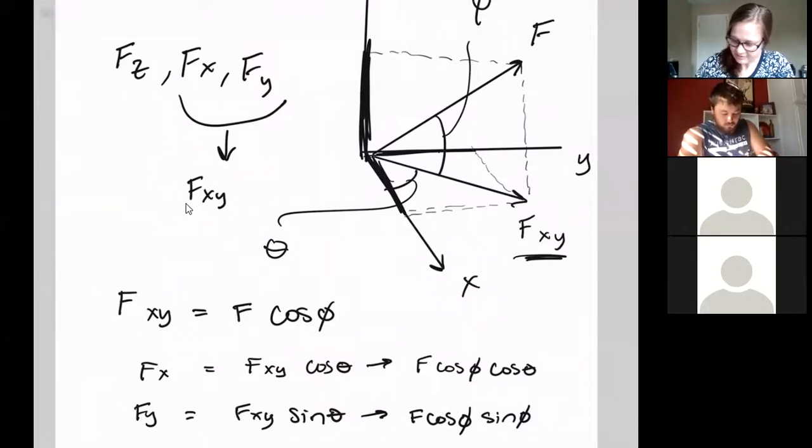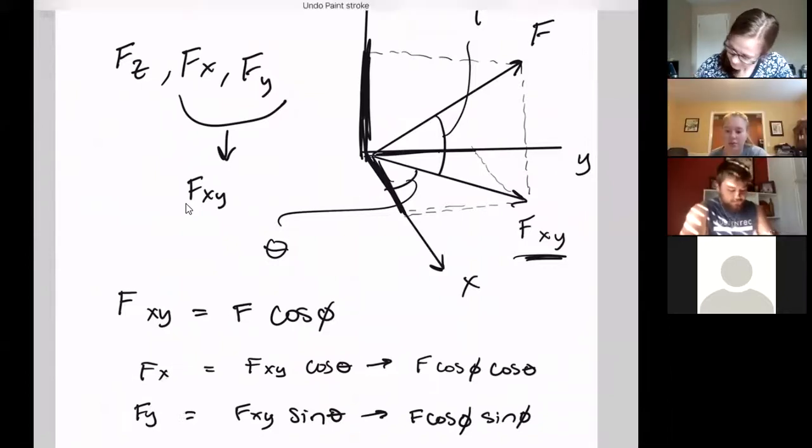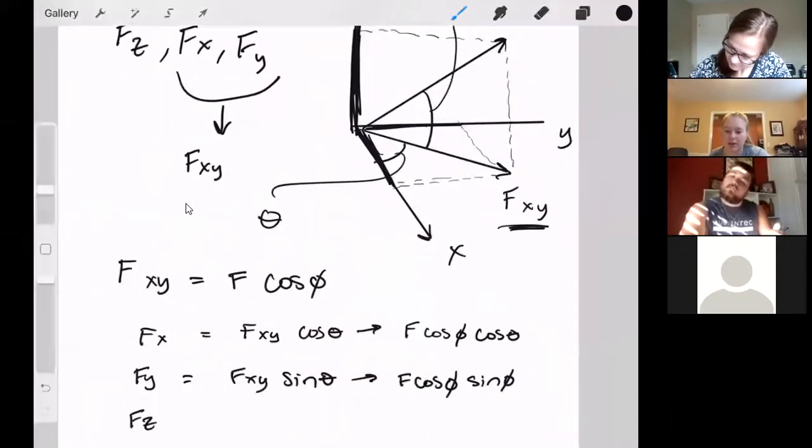Now we have f of x and f of y, but we still need f of z. Should that sign at the last thing be phi or theta? Theta, you're right. Thanks. Okay.